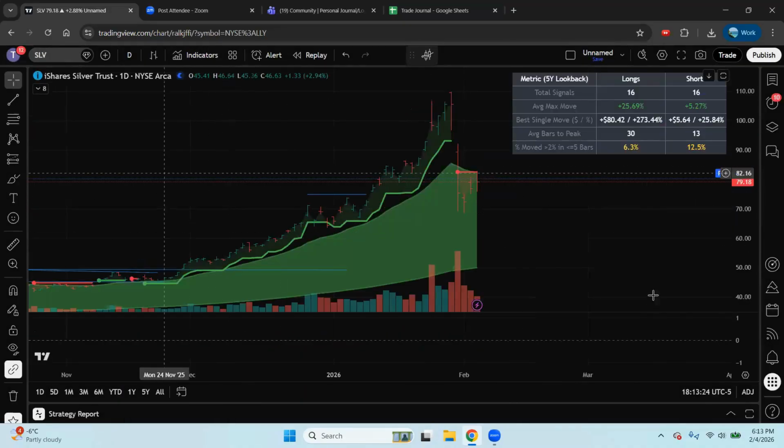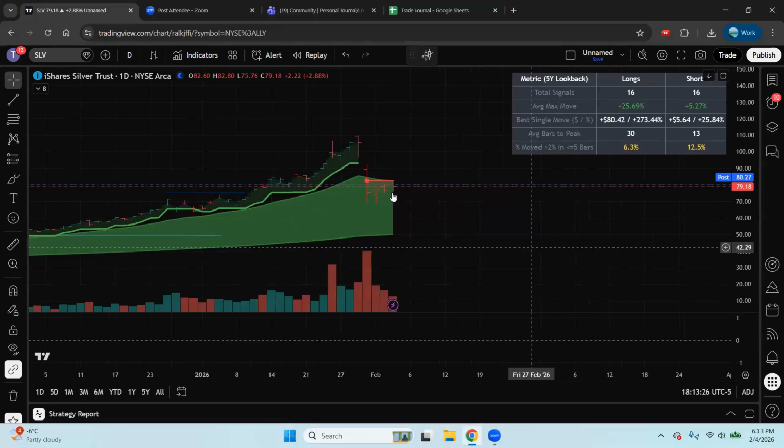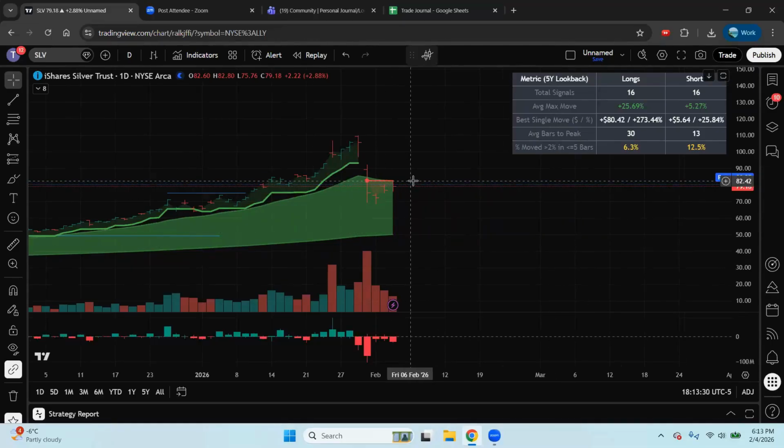SLV, getting stuck here at that bearish ATR. I want to see it close above $80.30 if we can. After hours, it's up about $1 from where we closed the day. And SLV, Peter had mentioned this, and we had talked about this, the idea of buying SLV or COMEX futures versus buying actual physical silver.